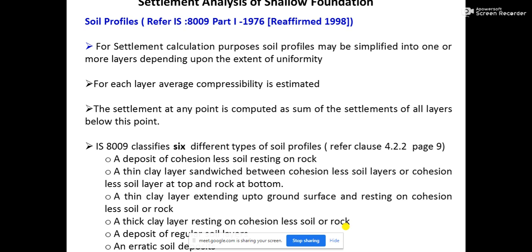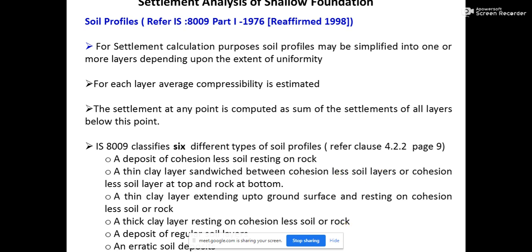Just the opposite happens in the case of a thick clay layer. So in the case of a thick clay layer, what will happen? The cohesionless soil layer or the rocky stratum will come into the picture beyond a clay thickness which is greater than B below the bottom of the footing, where B is the width of the footing.